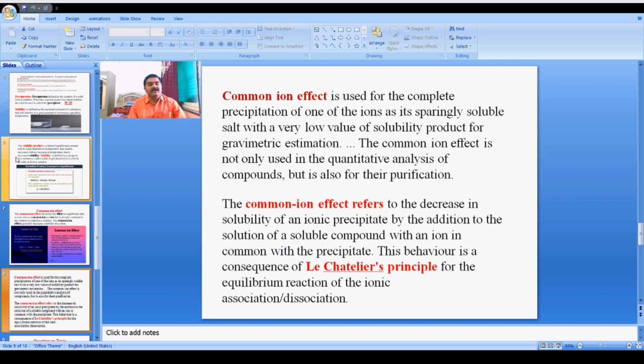And this common ion effect can be explained with the help of Le Chatelier's principle for the equilibrium reaction of ionic association or dissociation. Association means the formation of new, and dissociation means to liberate.